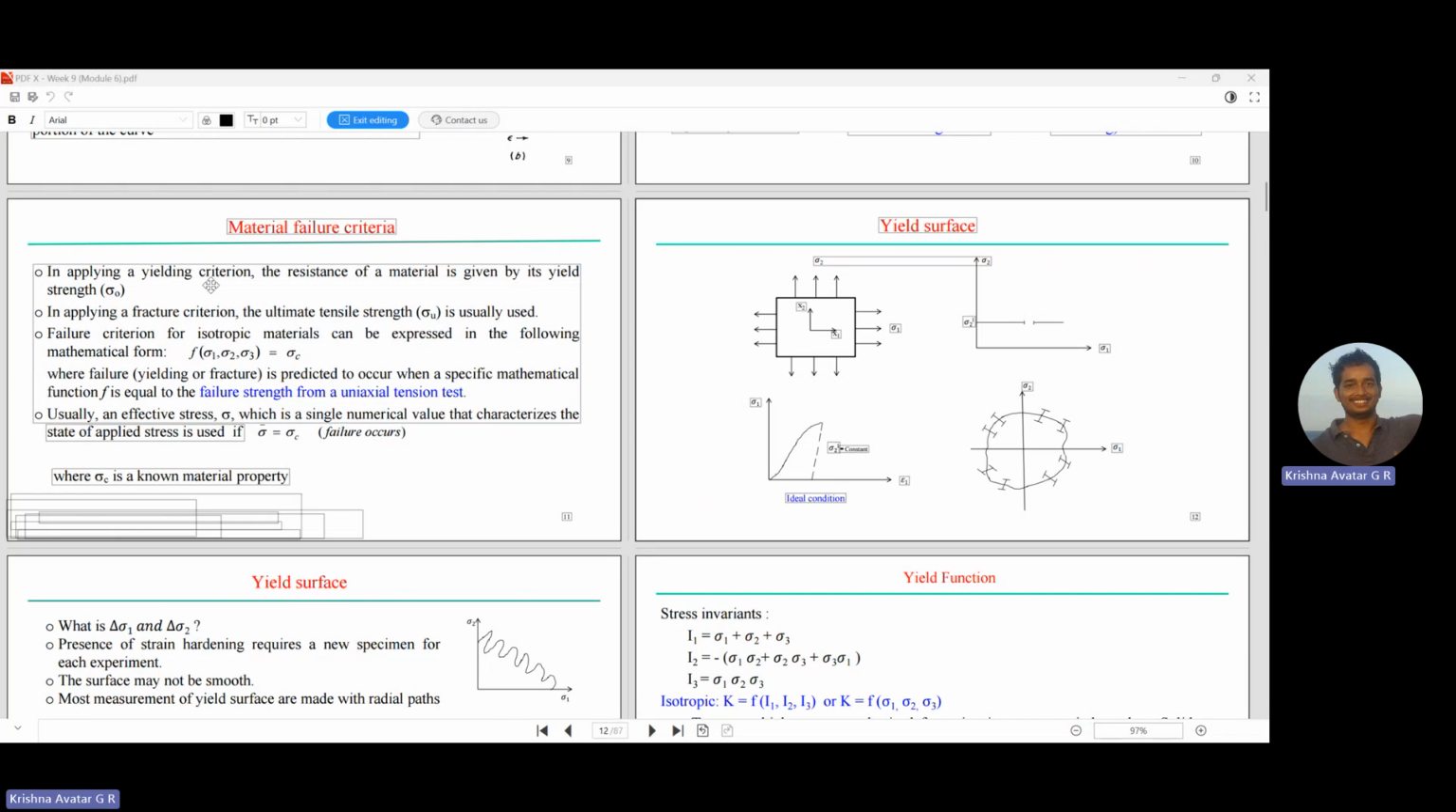Now we come to the material failure criteria. In applying a yielding criterion, the resistance of a material is given by its yield strength sigma naught. And in applying a fracture criterion, the ultimate tensile strength sigma u is usually used.